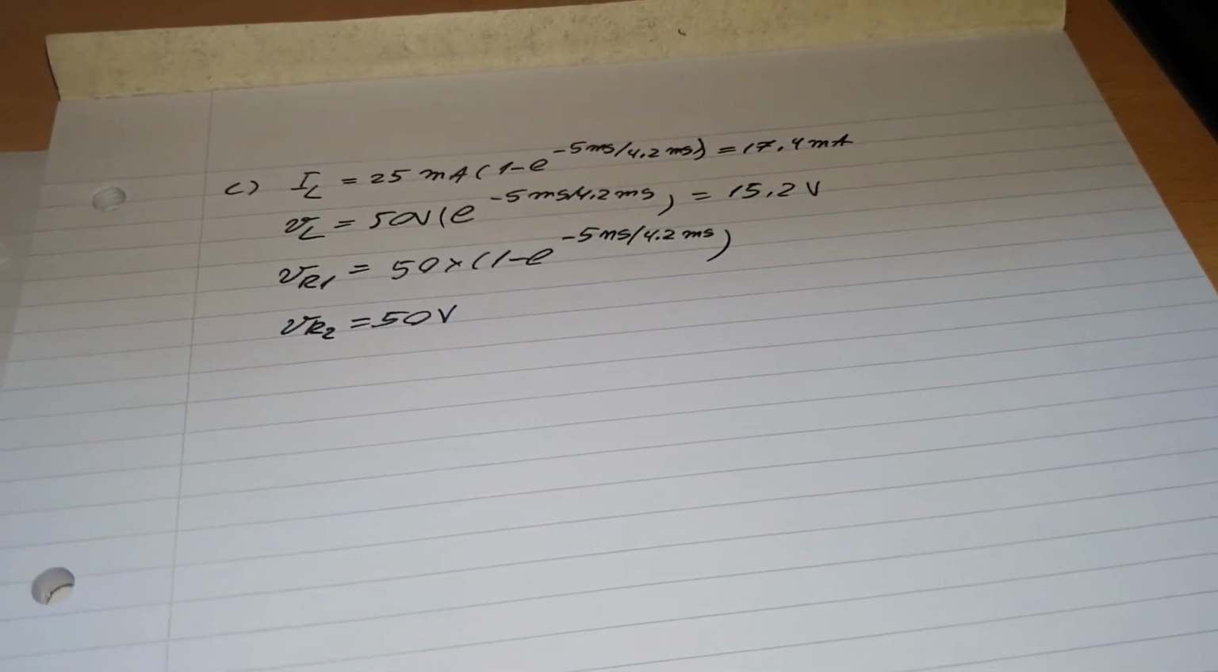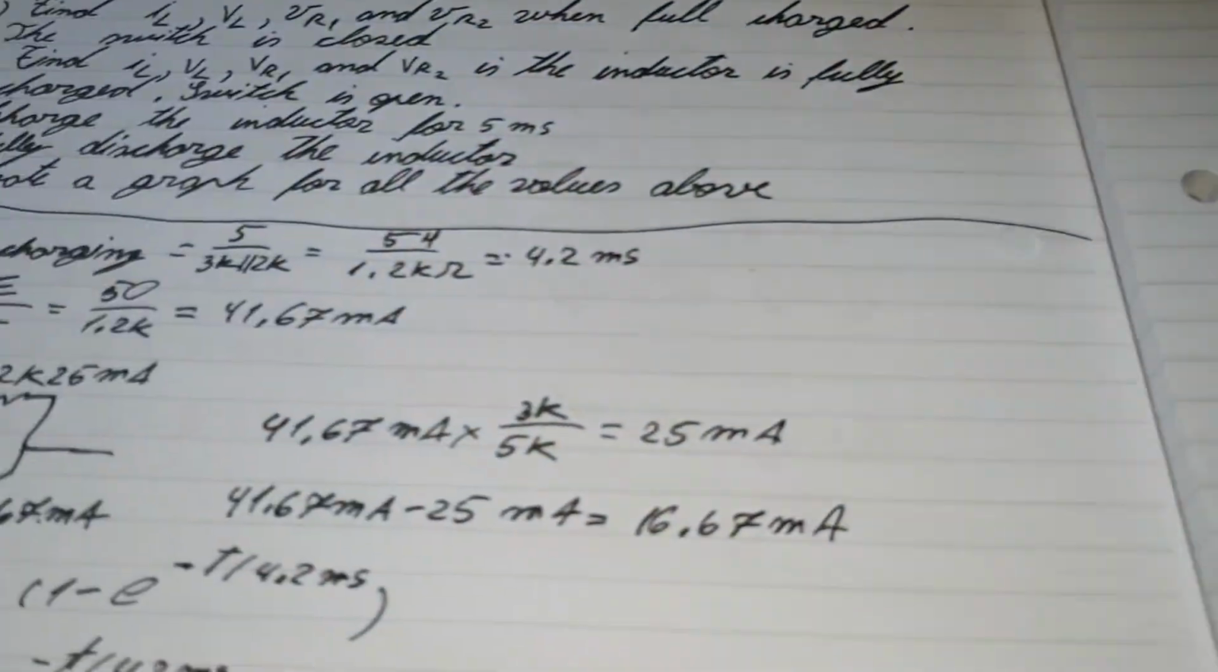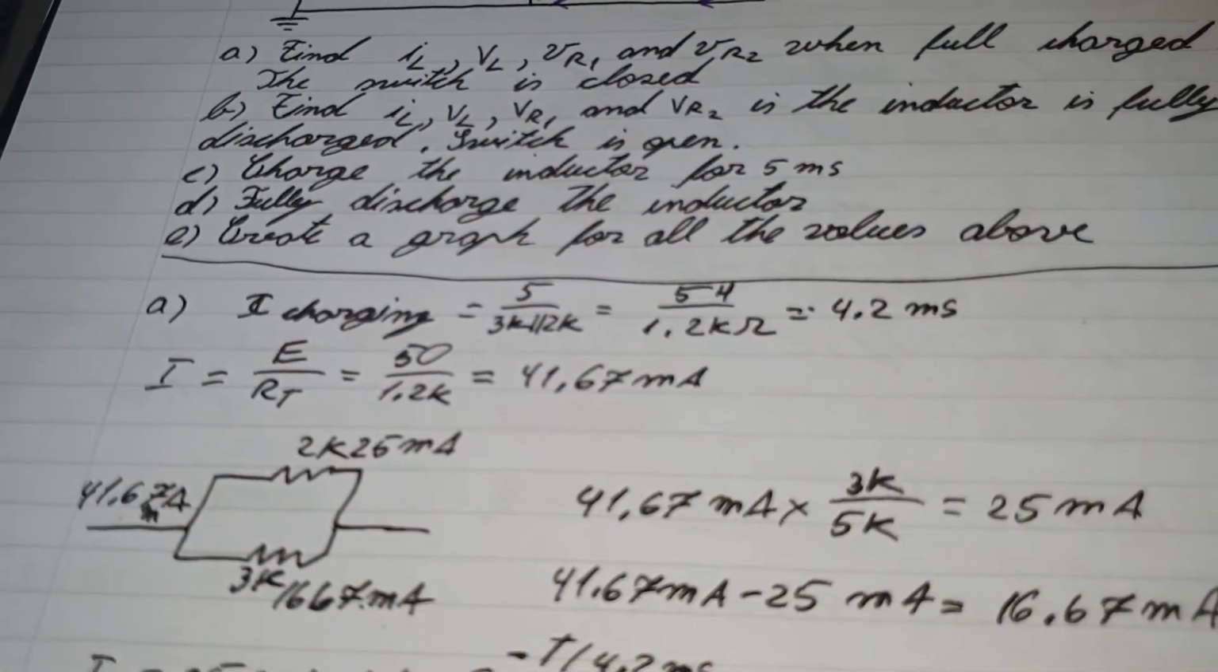All right, now this was C, and let's go to part D. Part D asks us to fully discharge the inductor. So now we'll fully discharge it.